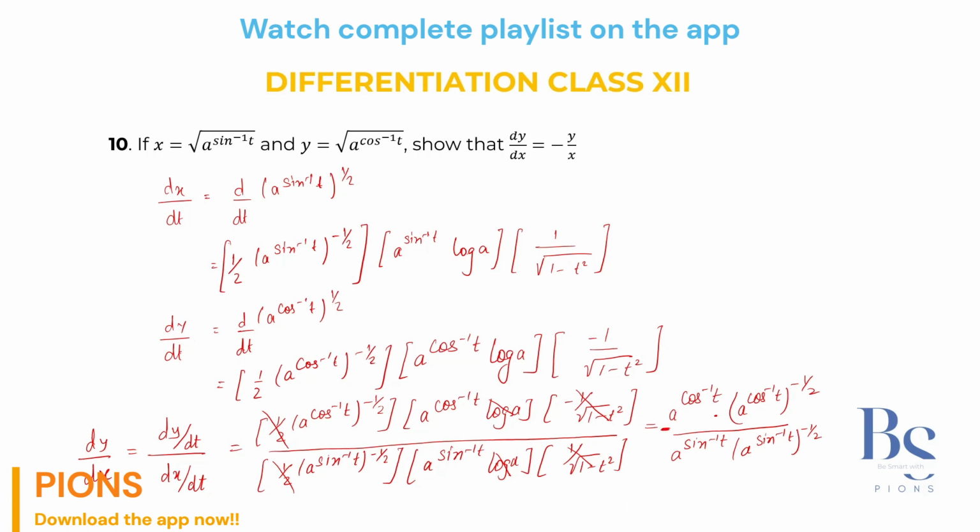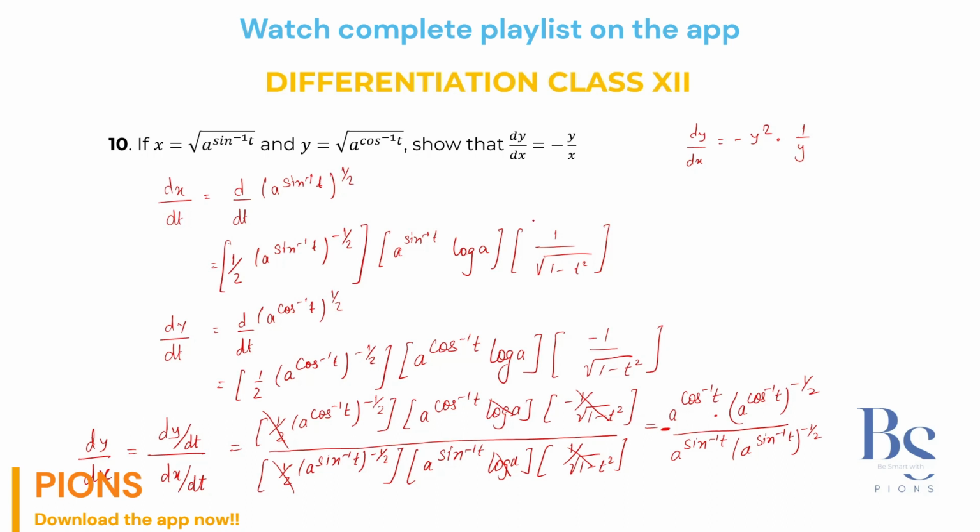Okay, so let me write the remaining part of this question over here on the top. We have little space here. dy by dx equals to negative. Be very careful. a raised to cos inverse t, a raised to cos inverse t. If I square both the sides, y square will be a raised to cos inverse t. So y square into a raised to cos inverse t raised to minus half. Minus half will be 1 upon. So this will be into 1 upon y.